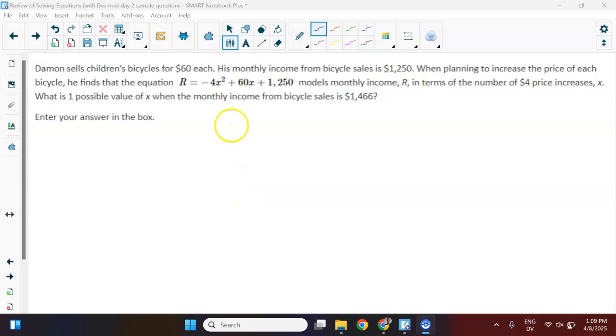Okay, so this one you have to interpret a little bit. I'd encourage you to pause the video and try to interpret it on your own, and then check back in to see if your answer matches up.